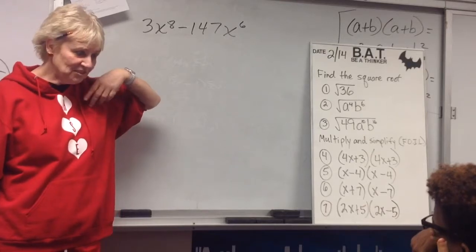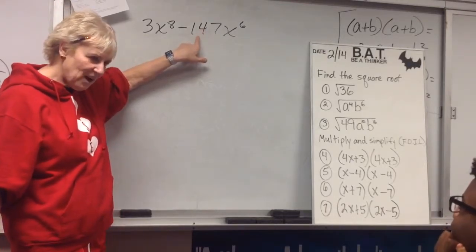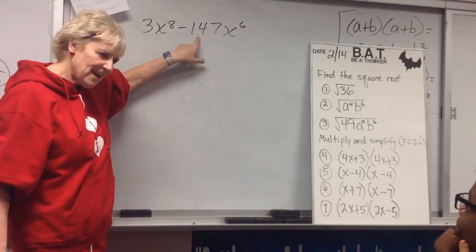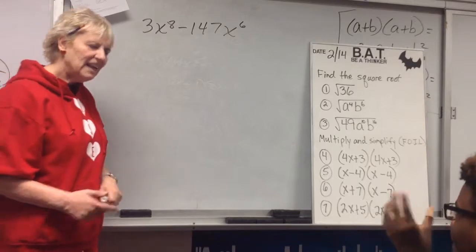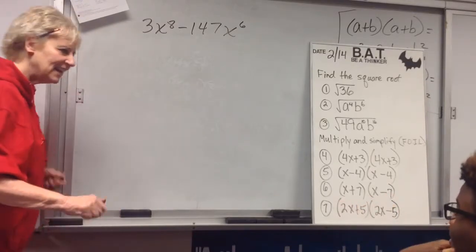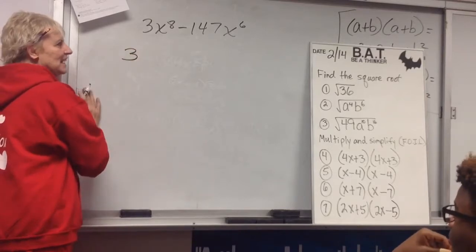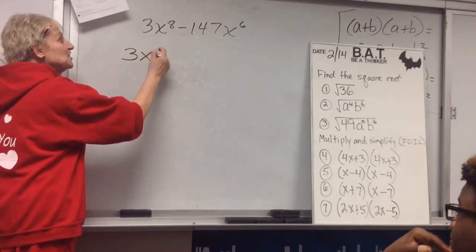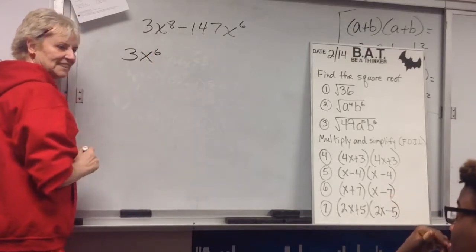Do it here. 7 plus 4 plus 1 is 12. Does 3 go into 12? Yeah, so 3 goes into it. That's a number trick. Okay, go ahead. All right, what's the greatest common factor? 3x to the 6th. They both have x to the 6th.